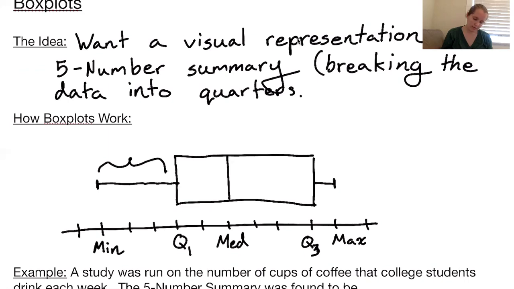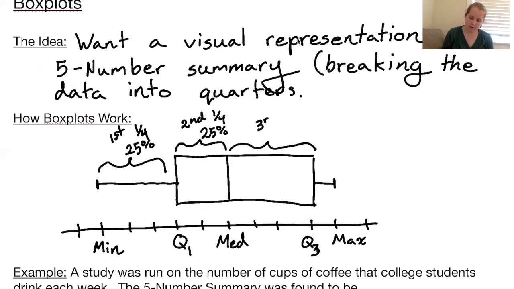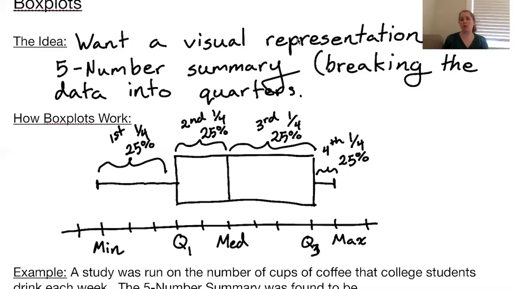This stretch here is our first quarter, or our first 25%. Then the first segment of the box is our second quarter, or the second 25%. That next segment of the box is our third quarter, or our third 25%. And then that last little whisker is our fourth quarter, or our fourth 25%. Now, again, these quarters are a quarter of the data.